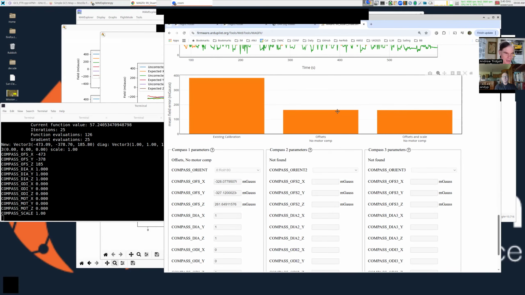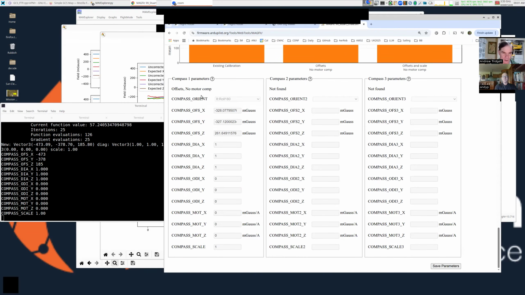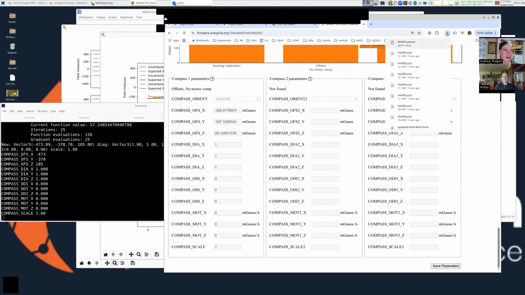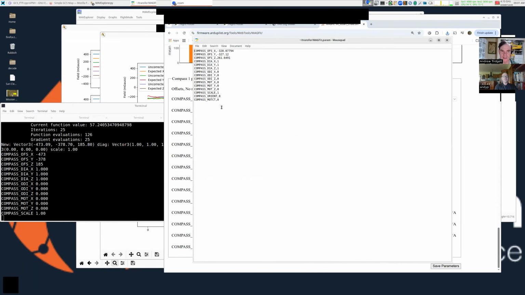It's saying that the current error is on average 383 milligauss. After fixes, it comes down to 163 milligauss, which is an improvement, but still not brilliant. And it gives you the new values, right? You put in compass offset X, he wants -328, Y -327, Z 261. Don't bother about the decimals, it really doesn't matter. You can also get it to save those new parameters. You click save, and you'll end up with a file, magfit.parm, which you can then just load, and these are your new parameters.